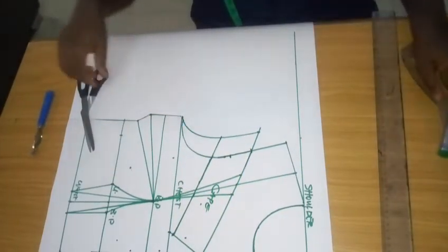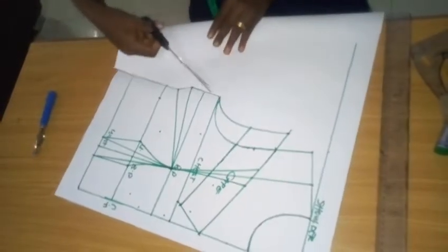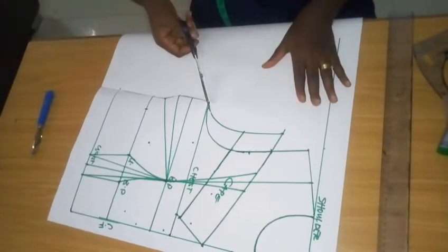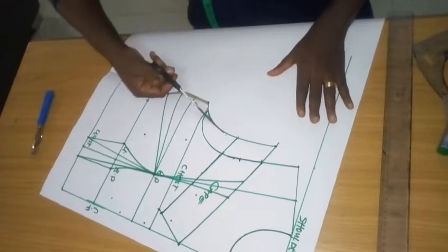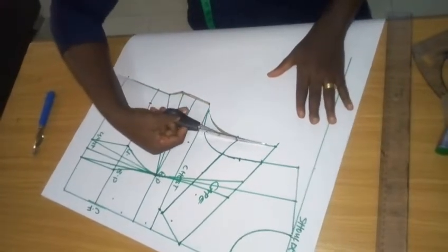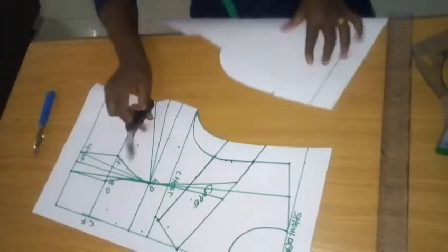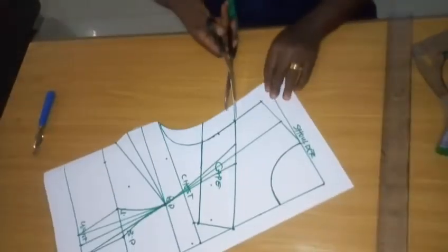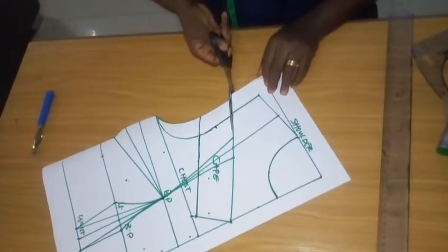Okay, all right, so we'll be cutting off what we have on this pattern now that we've replaced the dart. So now I'm going to take my cutting from this point. All right, so I cut into the neckline.